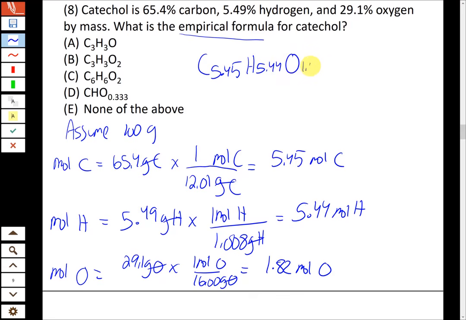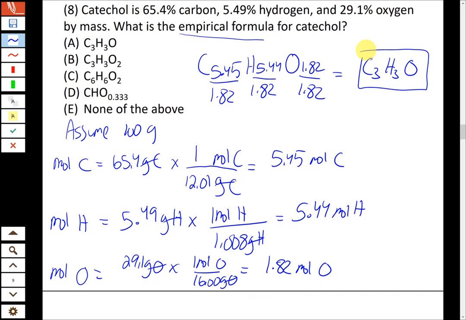What we do is divide all of them by whatever the smallest of those molar amounts is. 1.82 is the smallest number that we have, for oxygen, so we divide all of them by 1.82. That's going to normalize that smallest one to 1. And in this case, we get whole numbers directly. When we do that, we get C3H3O. Maybe carbon or hydrogen might be like 3.0001 or 2.999, but that's close enough. If it's really close to a whole number, we can just round. And we get C3H3O, which matches up with choice A. Now, in this problem, we just asked for the empirical formula, so we stop there.